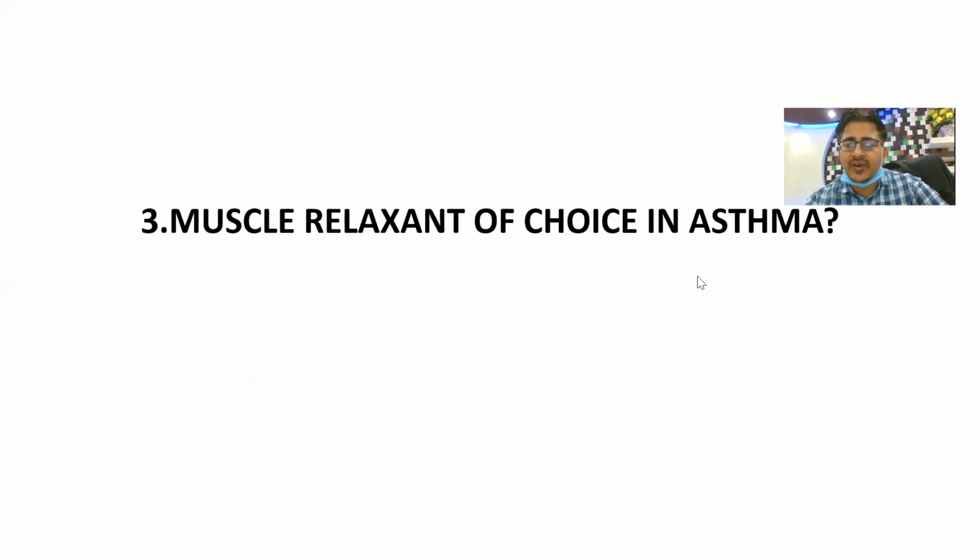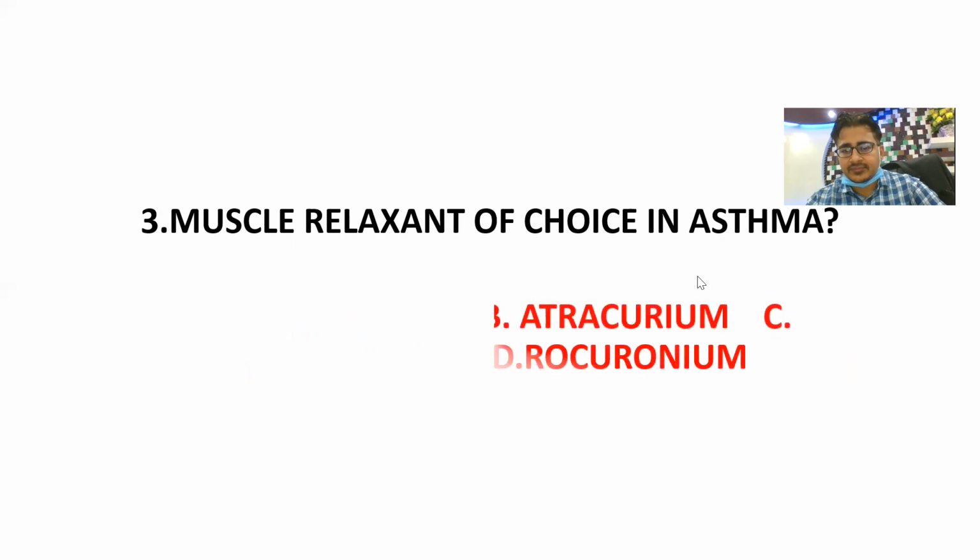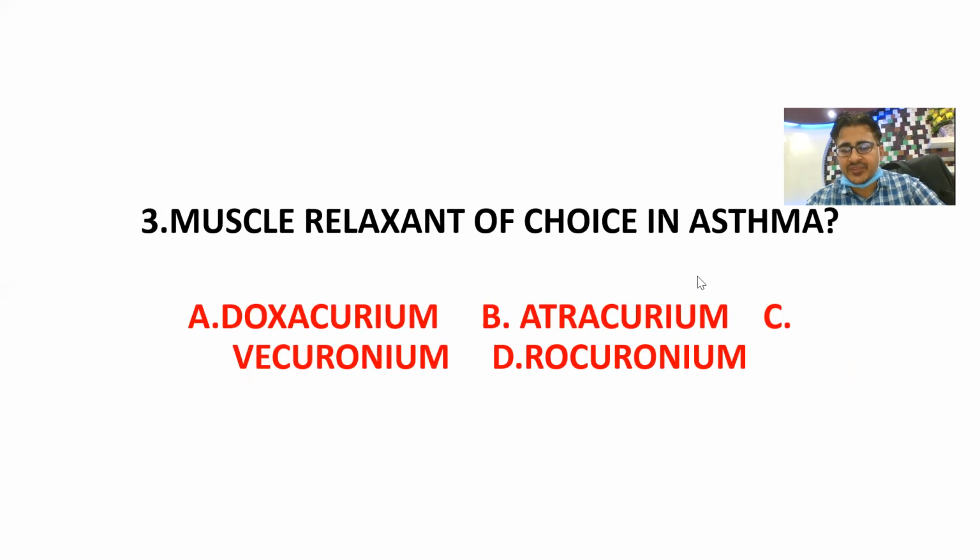Now a question from the pharma part, pharma come medicine. What is the muscle relaxant of choice in asthma? First is doxacurium, second is atracurium, third is vecuronium, fourth is rocuronium. In asthma, a patient came to the emergency with difficulty breathing and we intubate and put on a ventilator and we sometimes need to relax. Then what is the muscle relaxant of choice we should give in asthma?